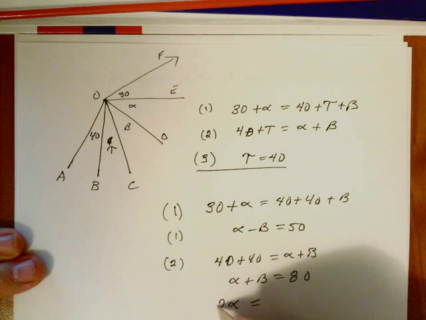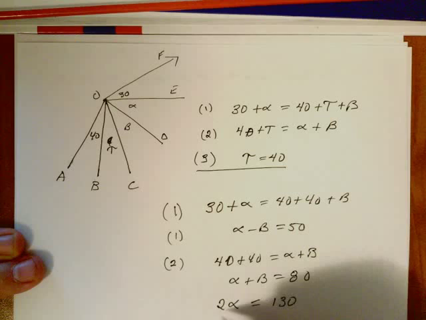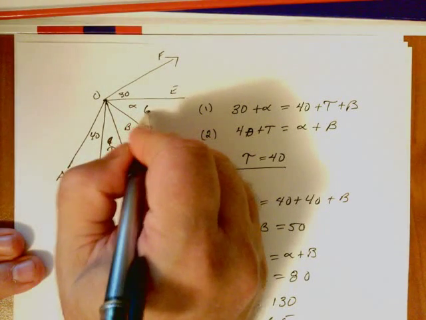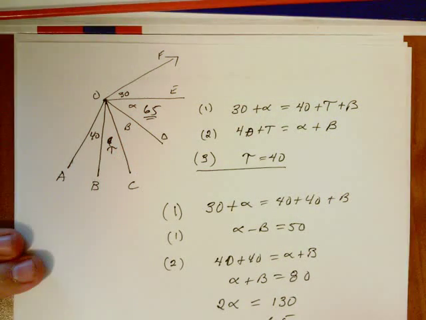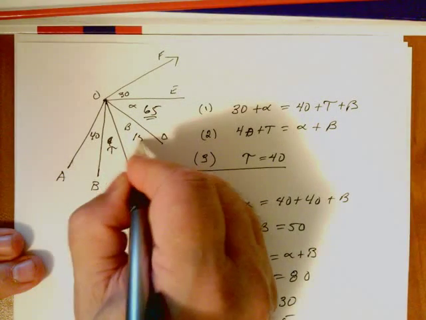Now I want to add these two together. I get 2 alpha. So you add these two guys together, you're going to get 130. So this alpha is going to be half of that, which is 65. So we're going to say this is 65, right? Once we know that it's 65, that means beta has to be 15.